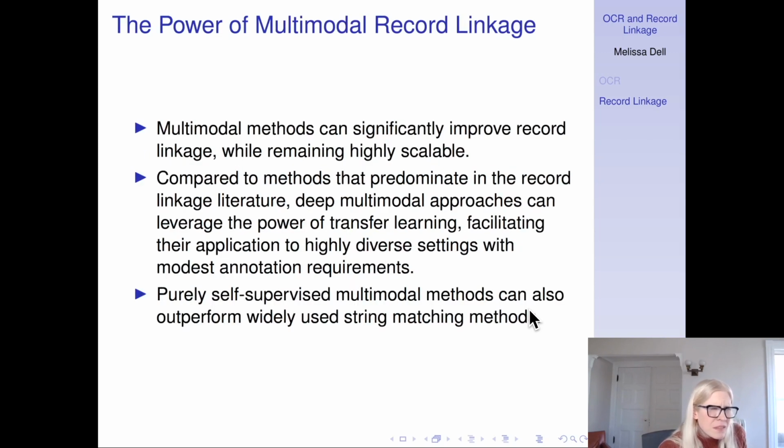All right. To sum up, multimodal methods can significantly improve record linkage while remaining highly scalable. Compared to methods that predominate in the record linkage literature like string matching, deep multimodal approaches can leverage the power of transfer learning, facilitating their application to highly diverse settings with modest annotation requirements. We saw that even just doing the self-supervised pre-training performs better than traditional string matching methods. And I think if we had more compute to do self-supervised pre-training for longer on more data, it would probably close the gap further with the supervised approach. But in an academic application, creating a modest number of labels is not too burdensome, and it gives you the fine-grained control that you might need.